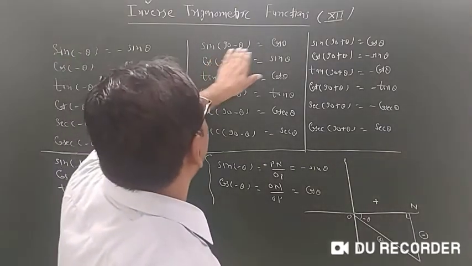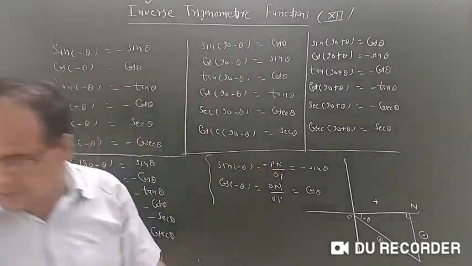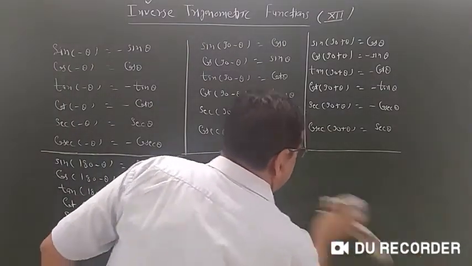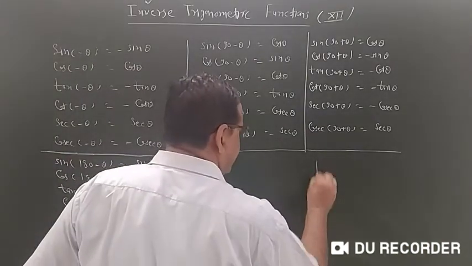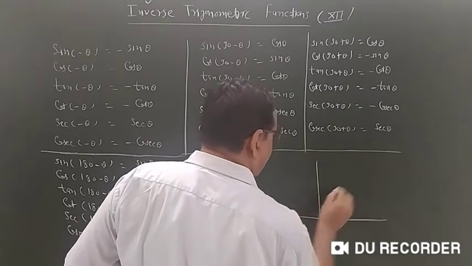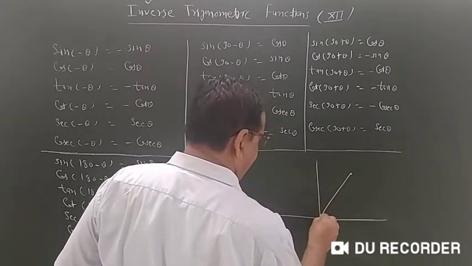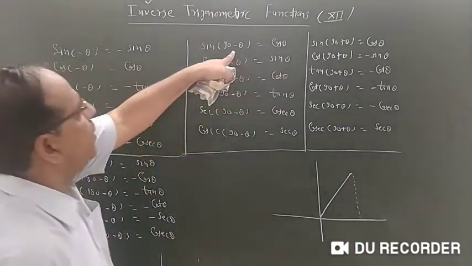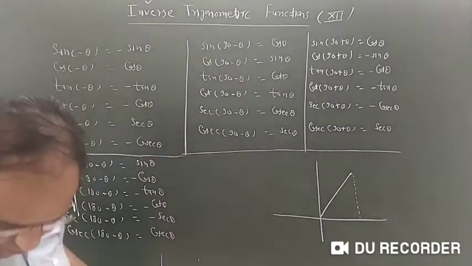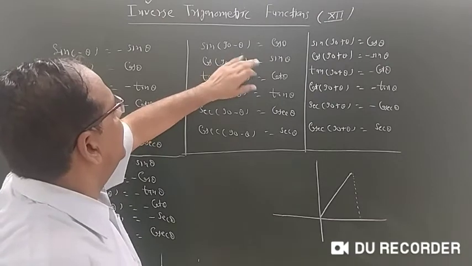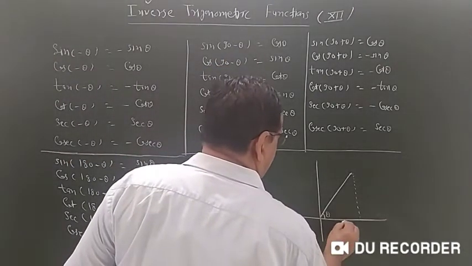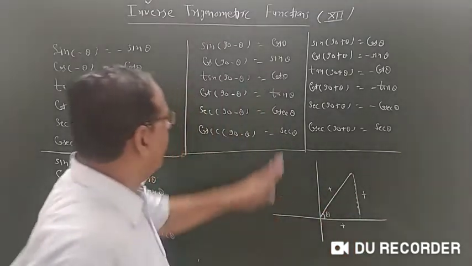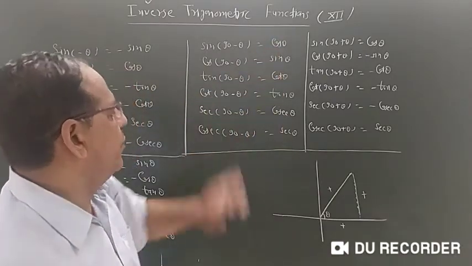Similarly, sin 90 minus theta is cos theta. What is the reason behind it? Suppose P is the point and the angle is coming in the first quadrant. In the first quadrant, perpendicular is positive, base is positive, and the hypotenuse is always positive. So all the trigonometric ratios come with a positive sign.